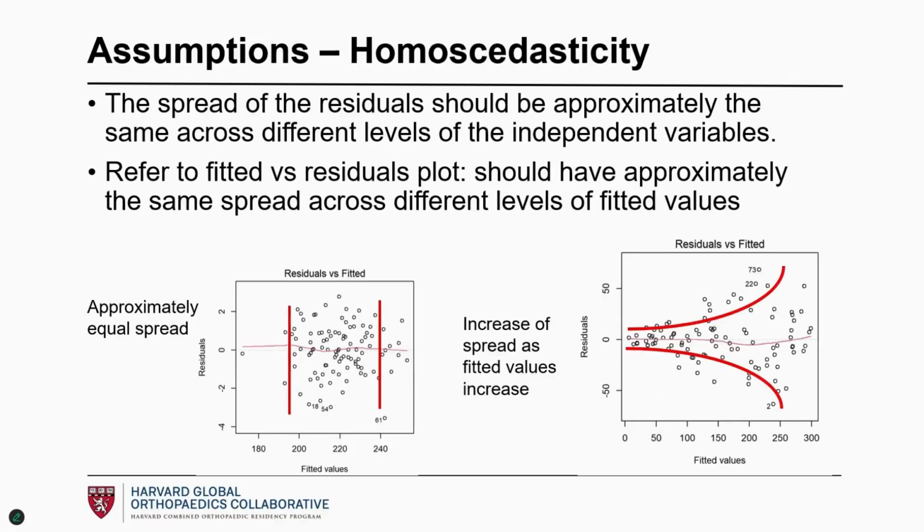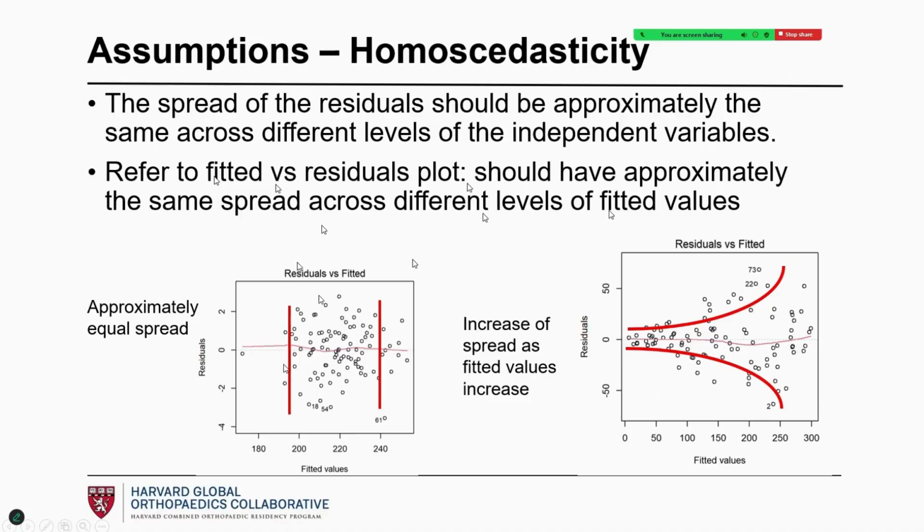The next assumption is the equality of variance. What this assumption states is that the spread of the residuals should be approximately the same across different levels of the independent variable or variables. And in this case, we refer again to the fitted versus residuals plot. And we want to see that we have approximately the same spread across different levels of the fitted values.